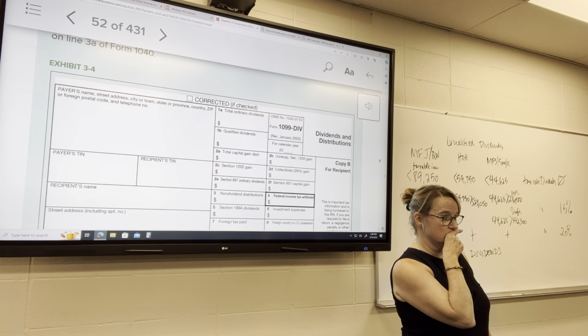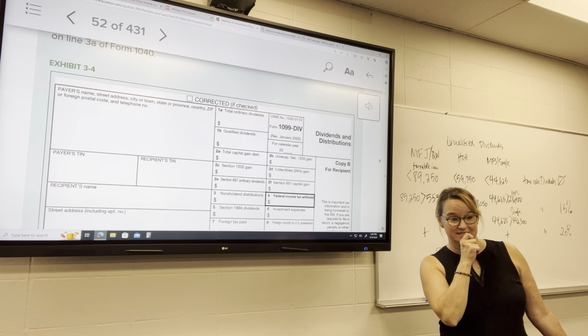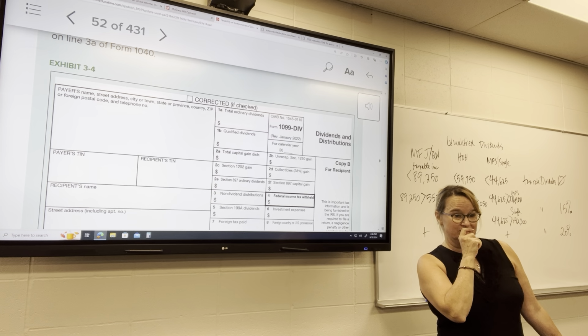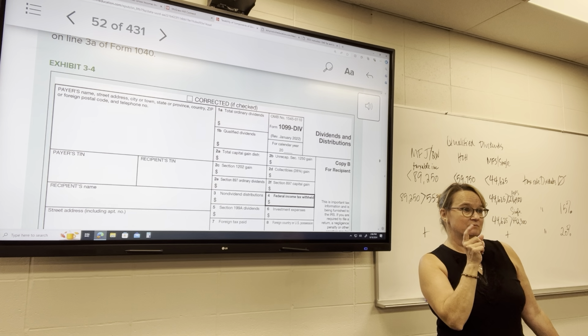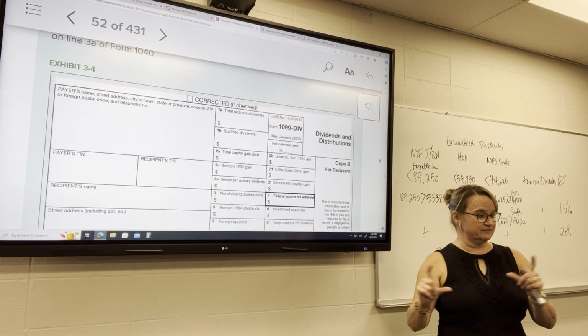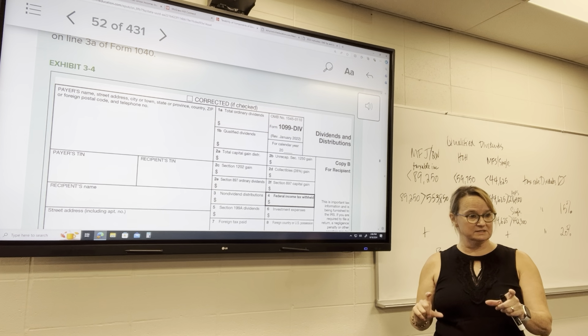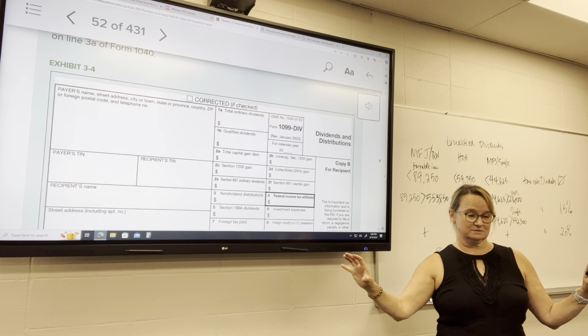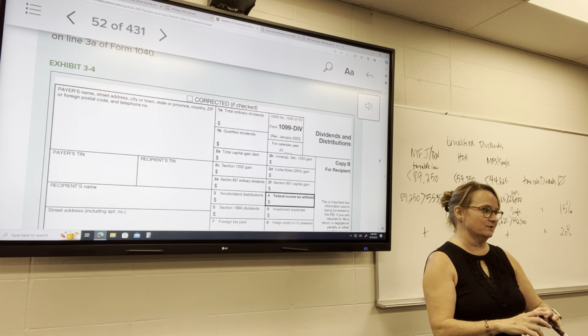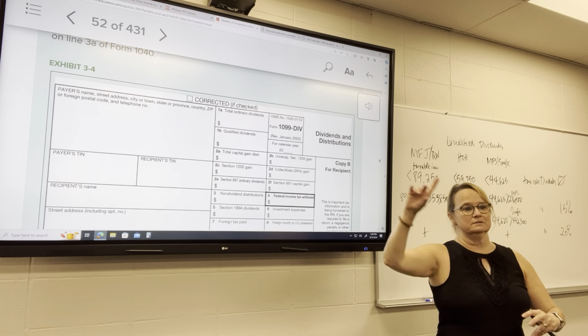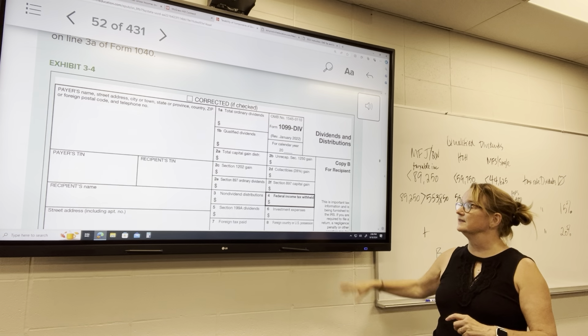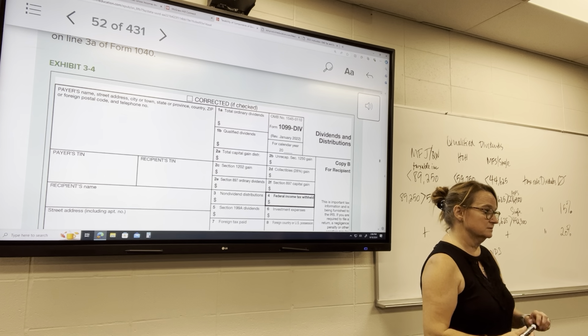Okay? That's different from the interest income. With interest income, remember we've got the tax exempt box and we've got the interest income box. Those are completely separate amounts, so your total interest would be added together on those. But that's not the case with dividends. Okay?